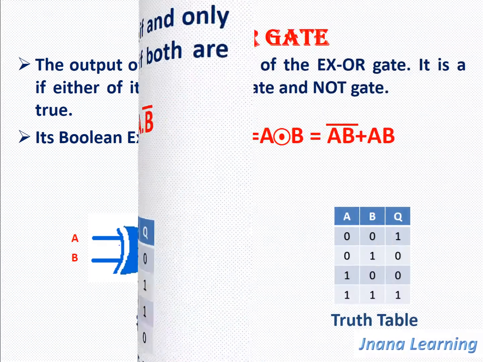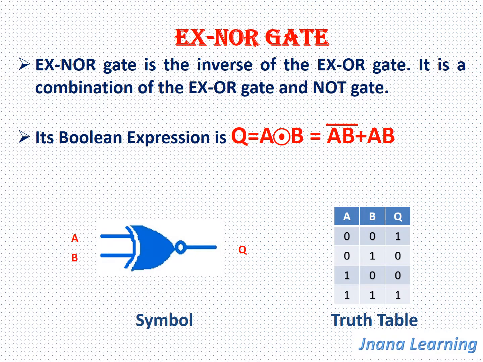Next one, that is XNOR gate. So XNOR gate is inverse of XOR gate. It is a combination of XOR gate and NOT gate. And Boolean expression is Q is equal to (A B) whole complement plus AB. That is, if both the inputs are true or false, the output will be 1. That is true. And for the combination 0, 1 and 1, 0, output will be 0.